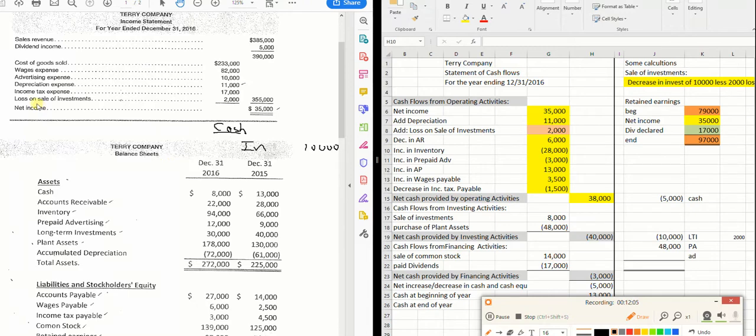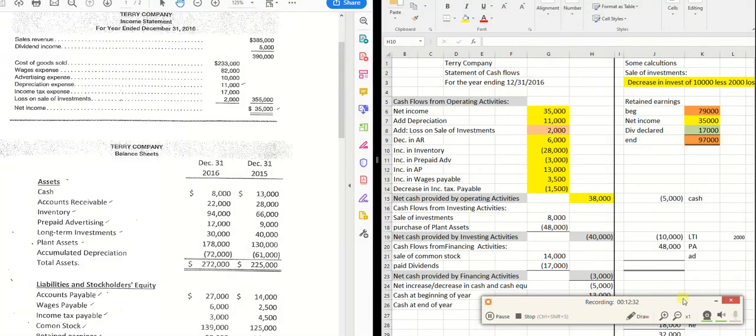But notice I had a loss on my sale of investments, and losses are debits, so you guys need to already know that. So losses are debits of $2,000. Notice I can back into the cash of $8,000. If this had been a gain of $2,000, my cash would have been $12,000. So generally what I do, I'm going to clear that, but I'm trying to look for this journal entry.